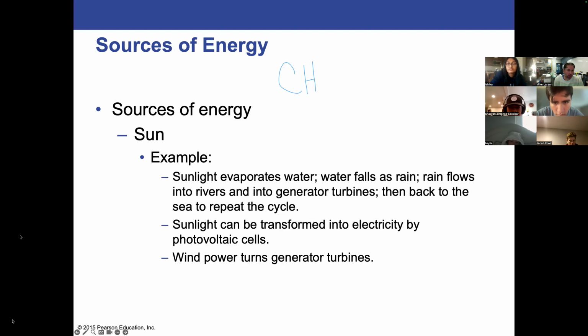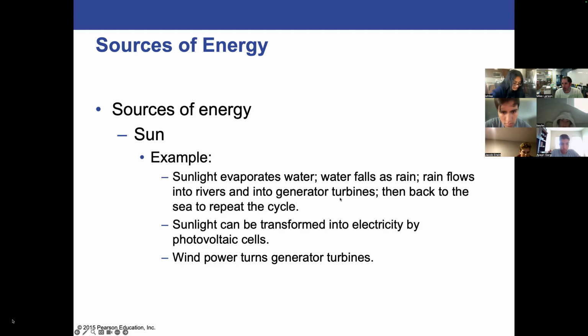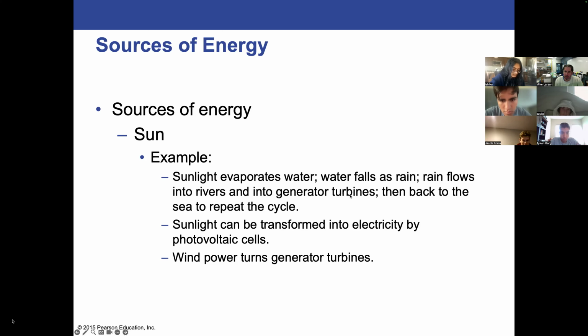Sources of energy. Now we're going to write about these 4 sources of energy, and then we're going to try to name some other ones. The most plentiful source of energy is the sun. The sun can be used to evaporate water. Water falls as rain. Rain turns into rivers, and rivers then get dammed, and they turn generators and turbines that can generate electricity. We can use photovoltaic cells. These are called solar panels.